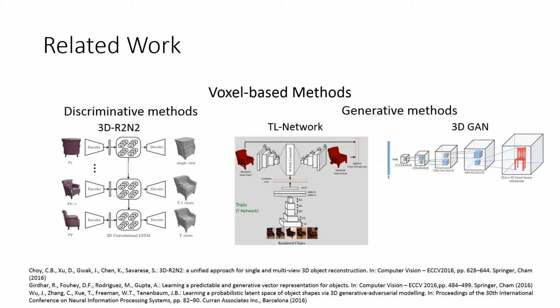3D-R2N2 is a discriminative recurrent neural network architecture that can take a single view, encode it, and pass the encoded image into a grid of LSTM cells, then decode it into the output shape. The output shape can be further enhanced when more views are available. The TL embedding network and 3D GAN are generative methods that can encode the input into a traversable, smooth latent space that can be sampled to generate novel 3D outputs.